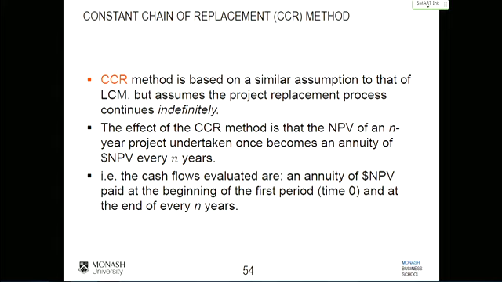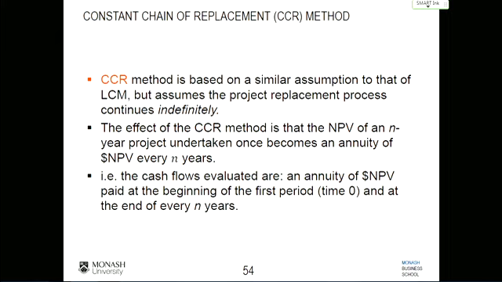So what we do in the second method is we assume that both of the projects, or all of the projects that we are looking at, will be repeated forever. One after one after one, repeated forever. Is it clear? So if they are both repeated forever, what would be the hypothetical life for each of the projects?